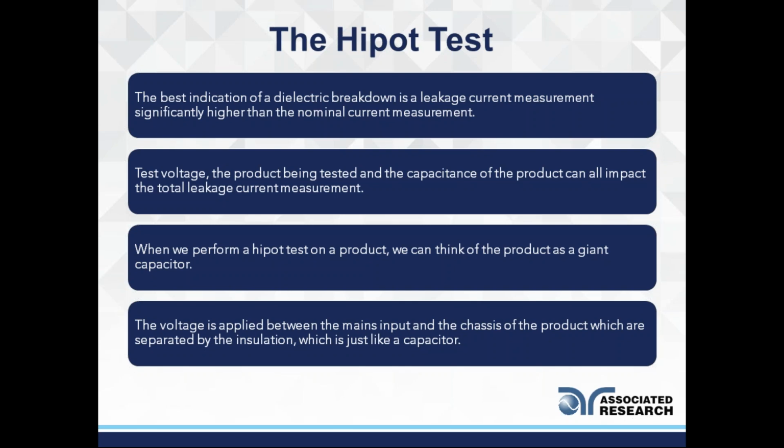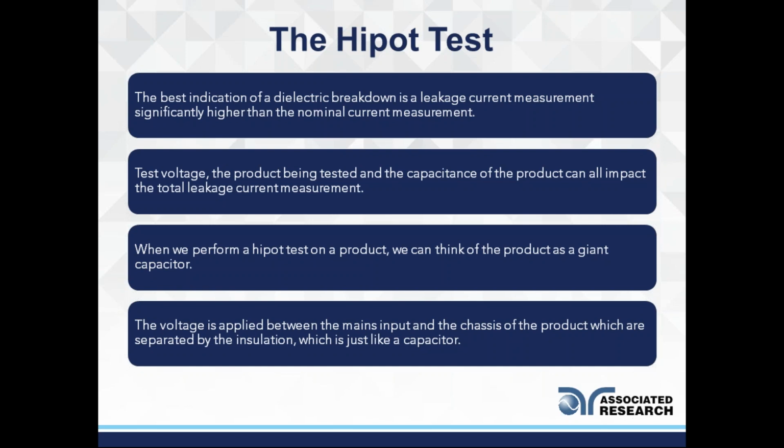So again, during a Hipot test, the high voltage is applied between the mains input and the chassis of the product. Now this is just one case of a Hipot test. There are different types of Hipot tests depending on the type of product being tested. For example, in some medical devices, there's your basic Hipot test from mains to your chassis point or the ground point.